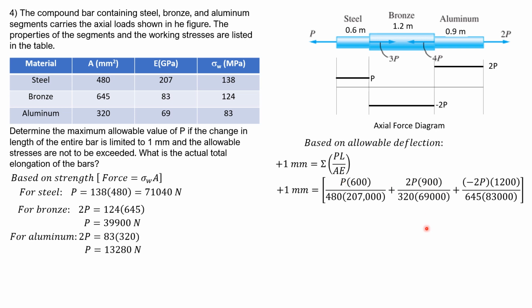So from here we can solve for P in newtons, and P is 23,403 newtons. Since among these values of P the lowest is 13,280 newtons, this is the maximum allowable value of P that will make the system safe. So P therefore is 30,280 newtons.